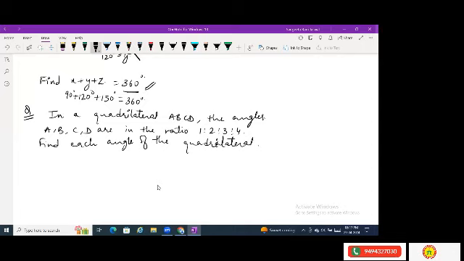Okay, beta. Do this. Take it for homework. The rest of the work I'll post in the WhatsApp group. Noted?